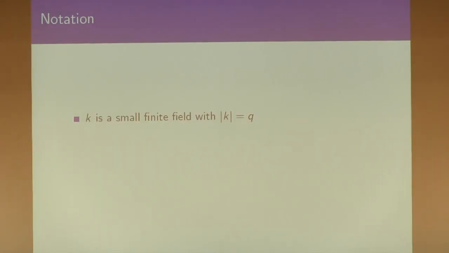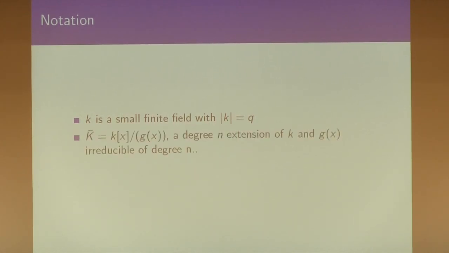So let me talk a little bit about the history, how things were done. Let's look at the setting again. We first choose a small finite field K, and suppose the size is Q. Now, instead of looking at the n-dimensional space, because we have n variables, we look at the degree n extension of the finite field. This is done by K[x] quotient g(x), where g(x) is a degree n irreducible polynomial. The key idea is very simple. What is the key idea?